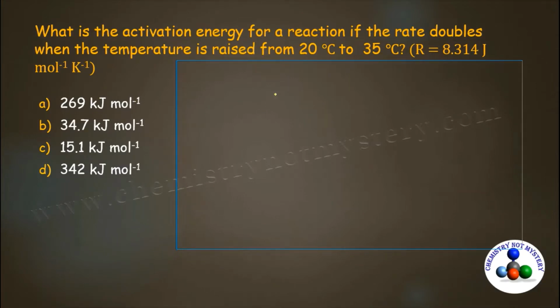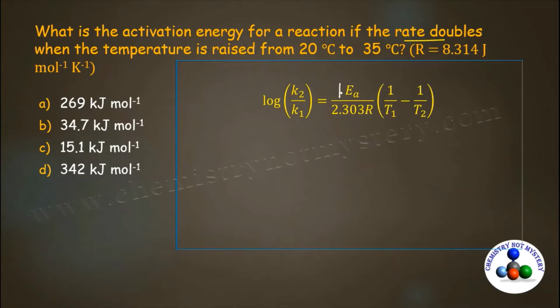This question can be solved using the Arrhenius equation. According to the Arrhenius equation, log K2 over K1 is equal to EA over 2.303 R multiplied by 1 by T1 minus 1 by T2. Here we have to calculate the activation energy. T1 is given as 20 degrees centigrade, T2 is given as 35 degrees centigrade, and the rate will be doubled. That means K2 will be equal to 2K1.